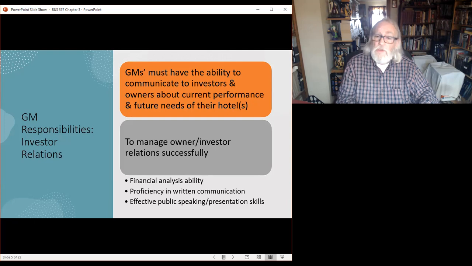What is important is that the GMs must have the ability to communicate to investors and to owners about the current performance of the hotel property and the future needs of that property. So, if a GM is going to handle management, owner, investor relations successfully, they have to have the ability to do some basic financial analysis that is at the core of running a hotel operation.